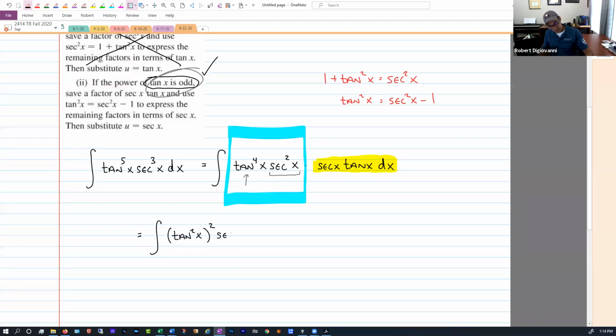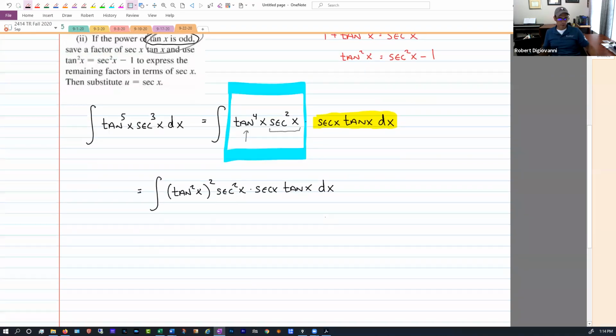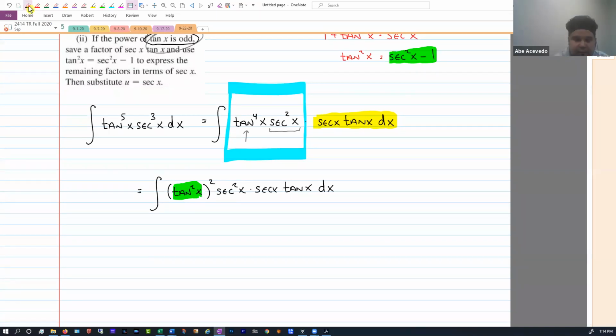And then you still have secant squared, and you still have secant, and you still have tangent dx. The only reason I did that is because I want to be able to replace a tangent squared with the secant squared x minus 1. So I have to rewrite tangent to the 4th as tangent squared, squared. And we did this back with the cosines and sines last class. So, go ahead.